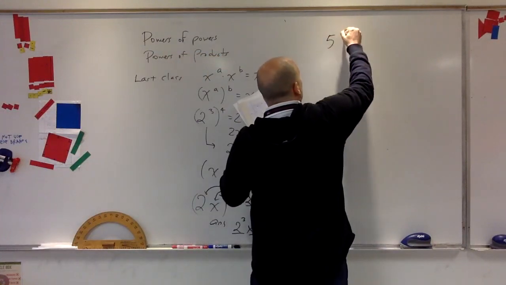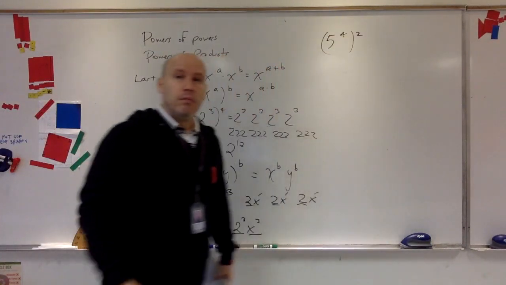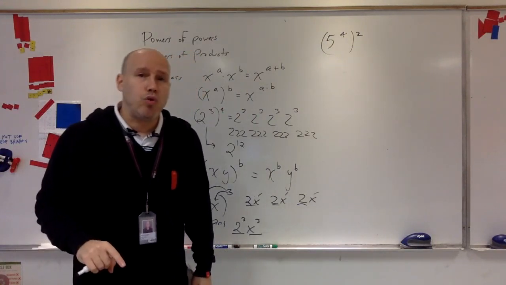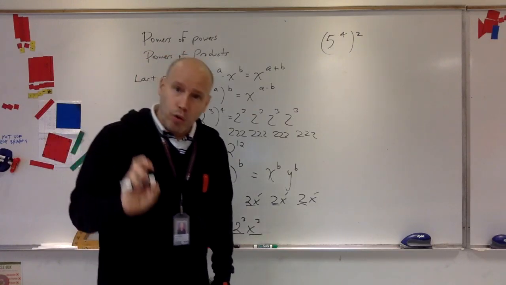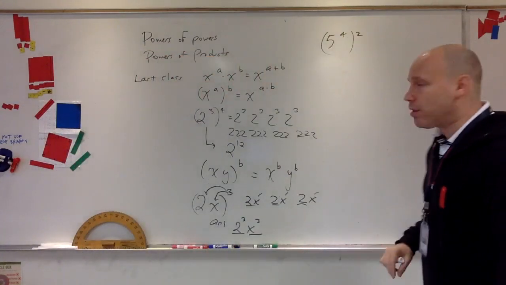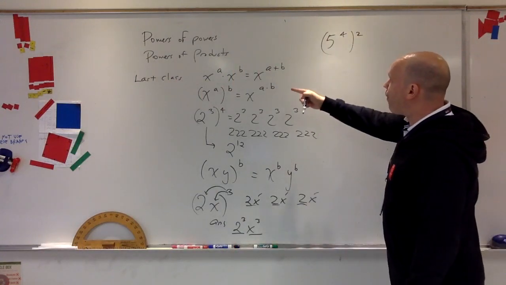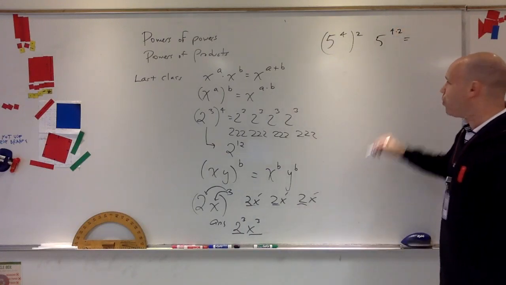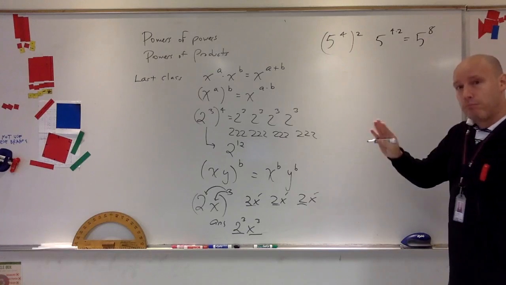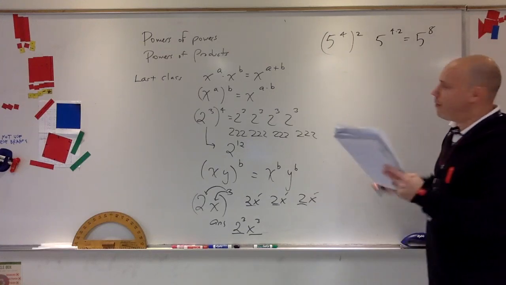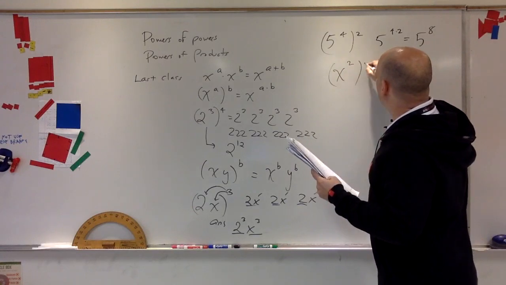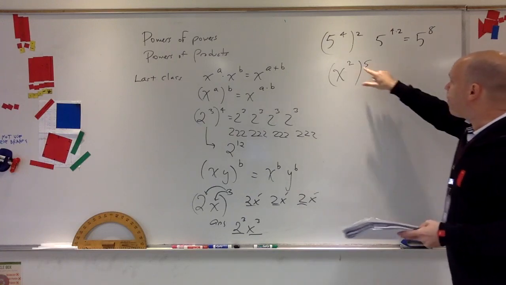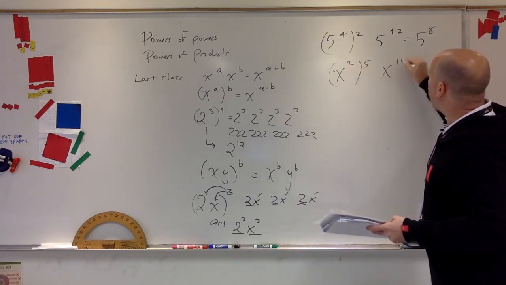5 to the fourth squared. What I don't want you to do is go to your calculator and say, oh, well, 5 to the fourth is 625 and so on. No. We stay in the world of exponents. The rule says 5 to the 4 times 2, 5 to the 8th. Good. Next problem. How about x squared to the 5th? Well, it's a power to a power, x to the 10th.